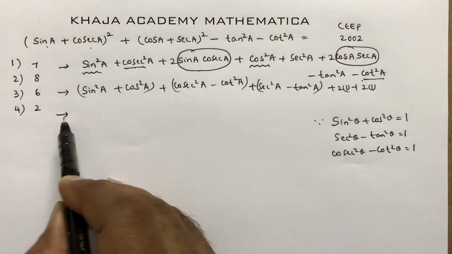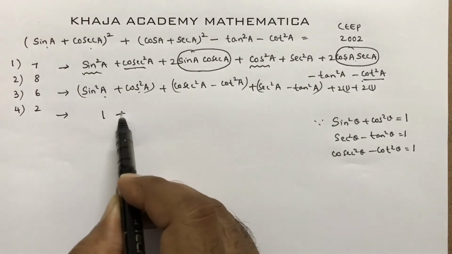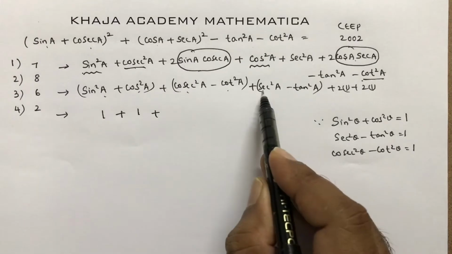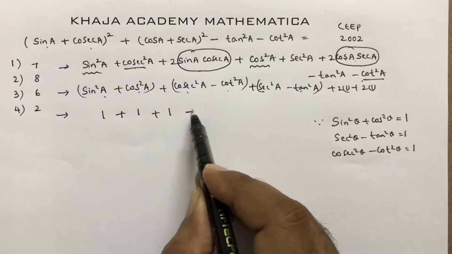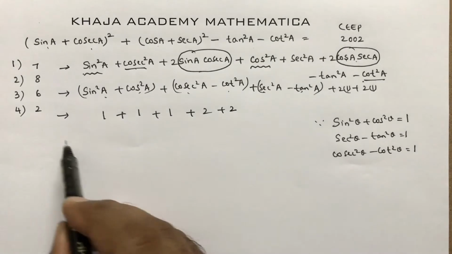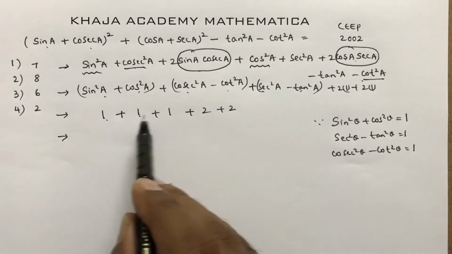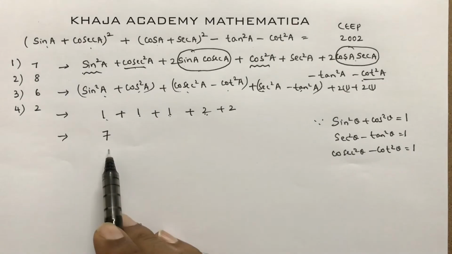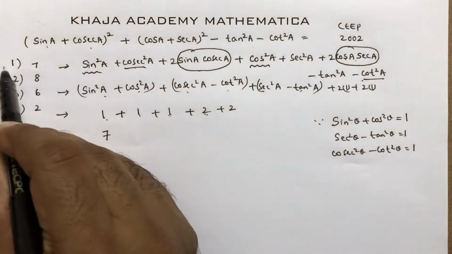Now here, sin square plus cos square is 1. Cosec square minus cot square is also 1. Sec square A minus tan square A is 1. Plus 2 plus 2. So 1 plus 1 plus 1, 3 plus 2, 5, 5 plus 2, 7. So the answer is 7. So the correct option is 1.